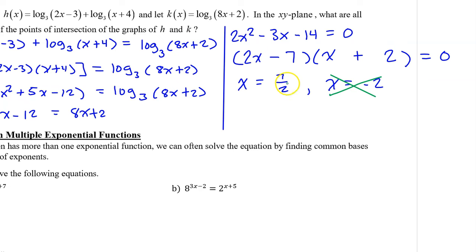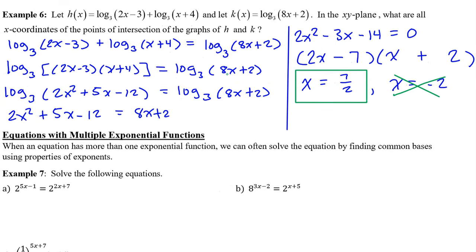If you were to plug in 7 halves right here, so 2 times 7 is 14, divided by 2 is 7, minus 3 is 4, that's going to be okay. Plugging in a positive number here is going to give us a positive number because it's all addition. Same here. Plugging in 7 over 2 here, and this is all addition, it's going to be positive. So x equals 7 over 2 is the only solution.